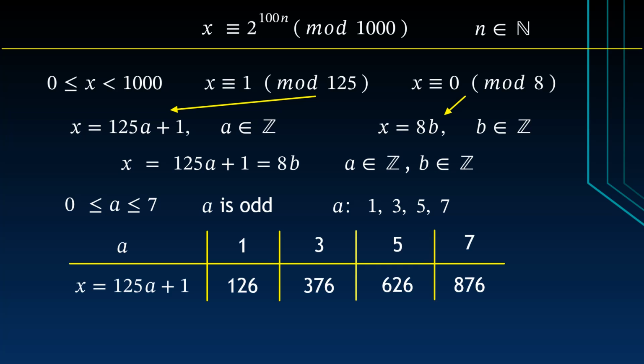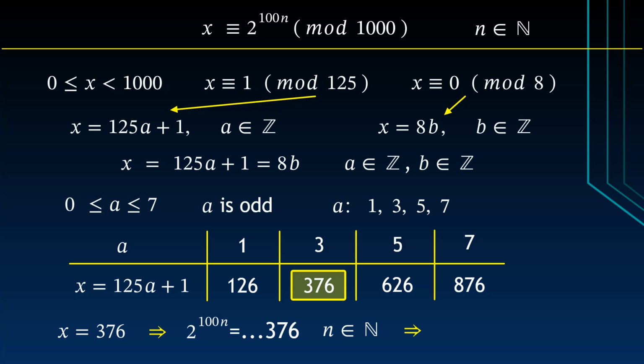The following table lists all possible values of a with corresponding values of x. We see that 376 is the only value of x divisible by 8. Therefore, x must be equal to 376. Consequently, the last three digits of 2 to the power of 100n are 3, 7, and 6 for any natural n. In particular, 2 to the power of 1000 also ends with 3, 7, and 6.